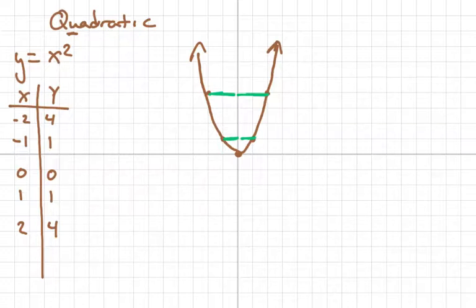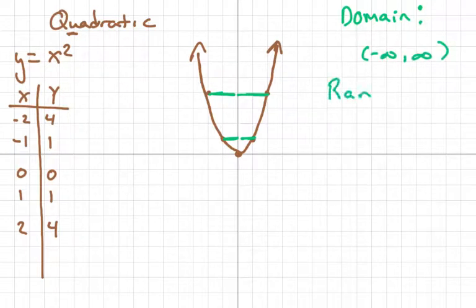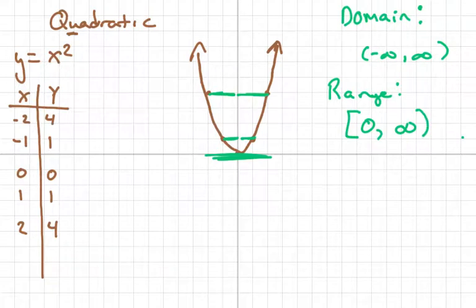So with this one, if I ask you what's the domain, again, you know you're going left to right, so this is just going to be negative infinity to infinity. And if I ask you for the range, this thing shoots up forever, but where does it start? It starts on the x-axis. So what we say is it starts at 0. We use the bracket to mean we include 0, and then it goes up forever to infinity. All right, let's look at the next one.